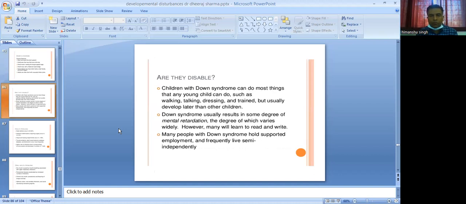Now, children with Down syndrome can do most of the things any other young child can do, such as walking, talking, dressing, and toilet training, but they usually develop these later in life than other children. Down syndrome will result in some degree of mental retardation also, the degree of which varies widely. However, many will learn to read and write. Many people with Down syndrome are also employed and frequently live semi-independently.